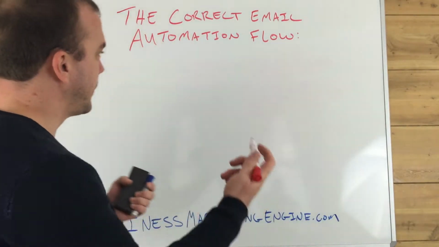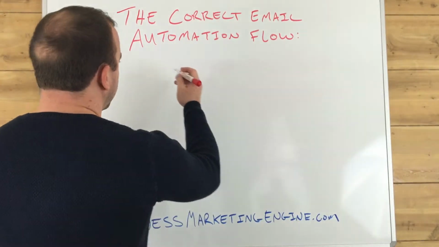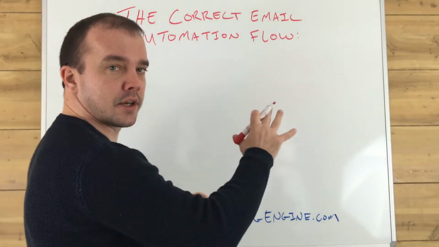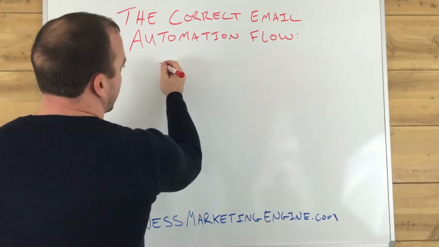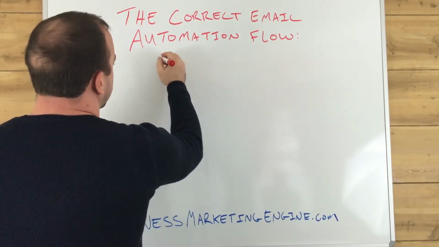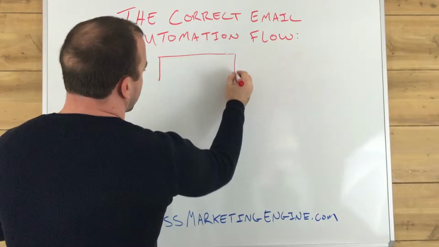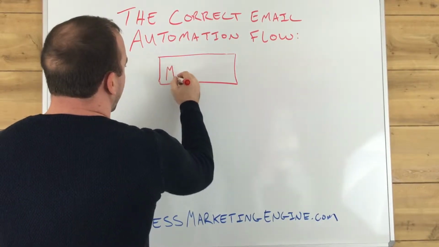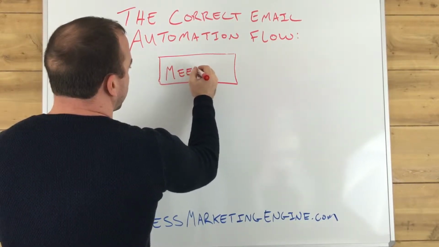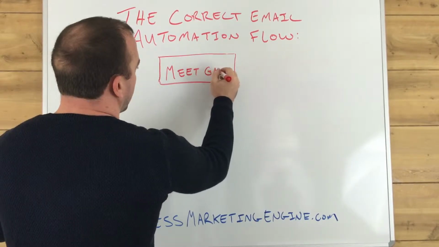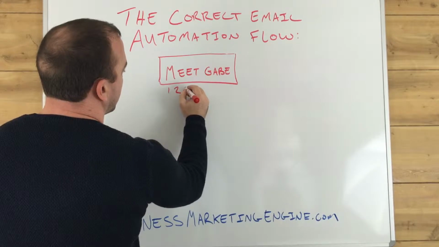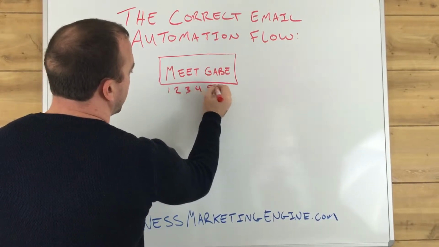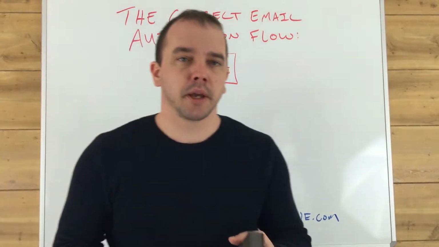So the first thing that needs to happen is you need to build a standardized welcome series. We've called this one internally the Meet Gabe series, so everybody knows who I am. Inside of this automation, there are 5 messages that introduce the prospect to me.